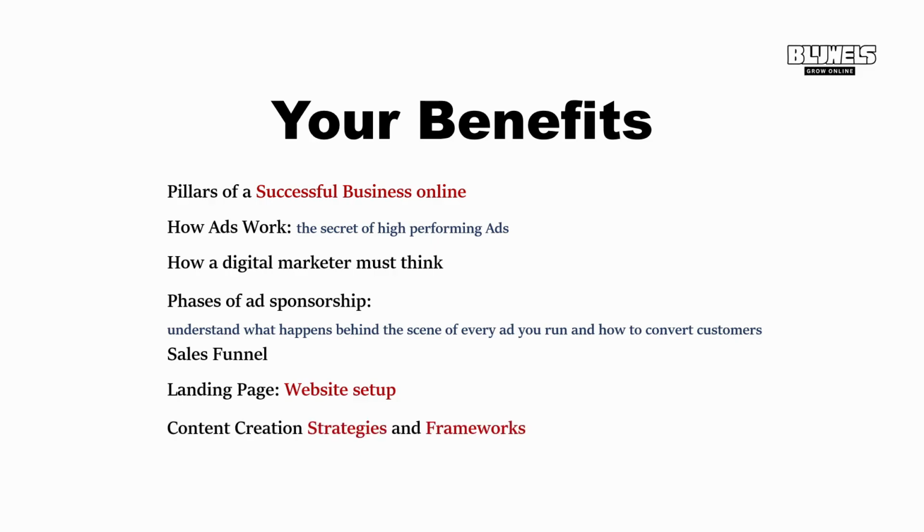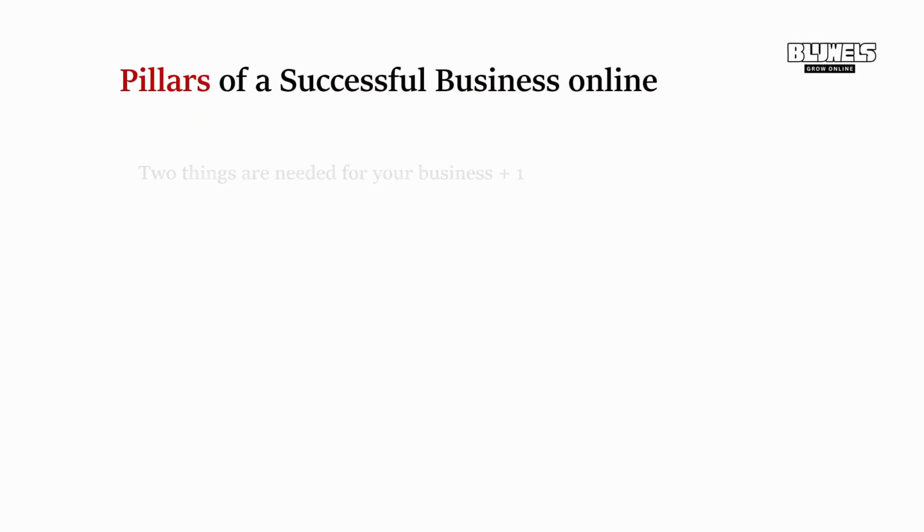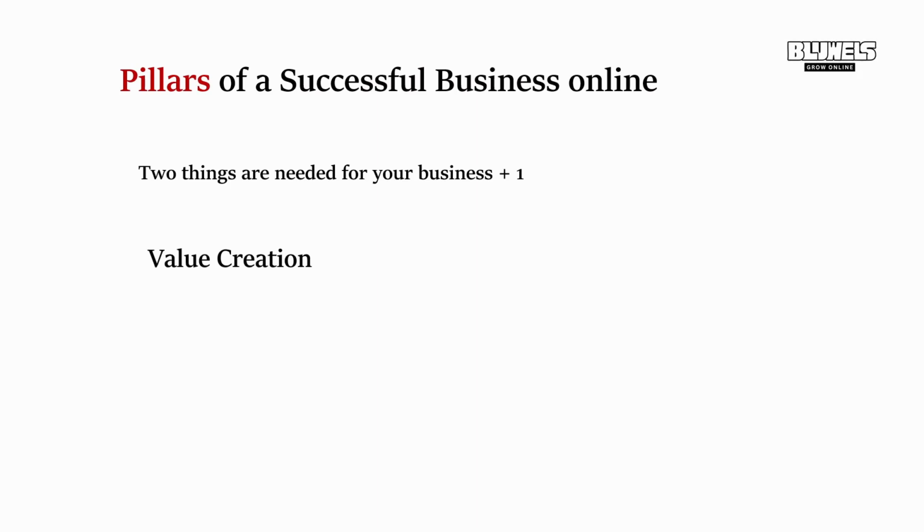Okay, so we are going to be touching on pillars of successful business online and quite a number of things that could help you to be successful online. So to start with, the pillars of a successful business online include two things, and the first thing is actually value creation. Before you go into digital marketing, first you should create your values, which is the first thing to do before you actually start doing online marketing.